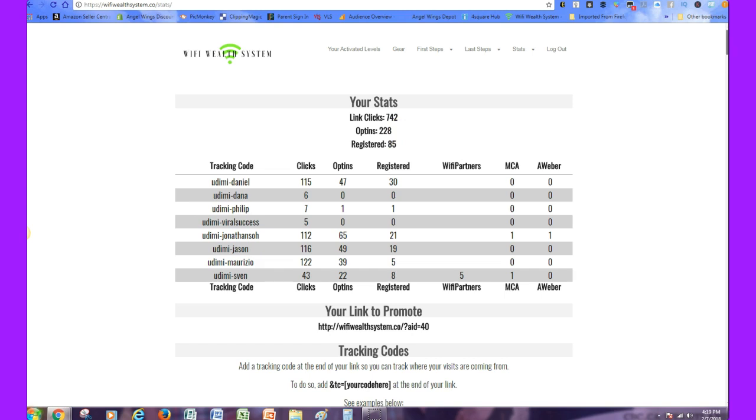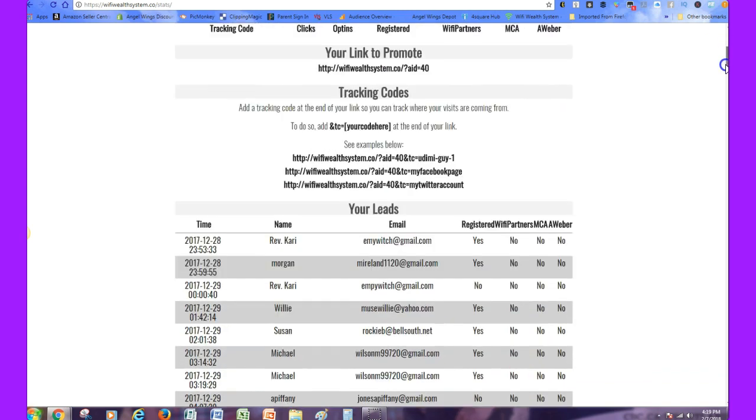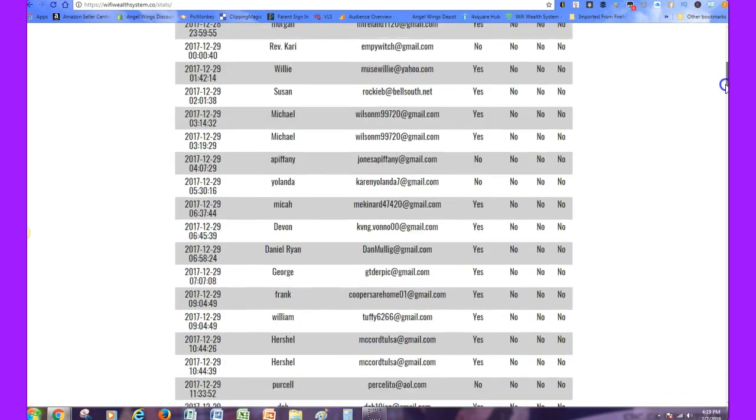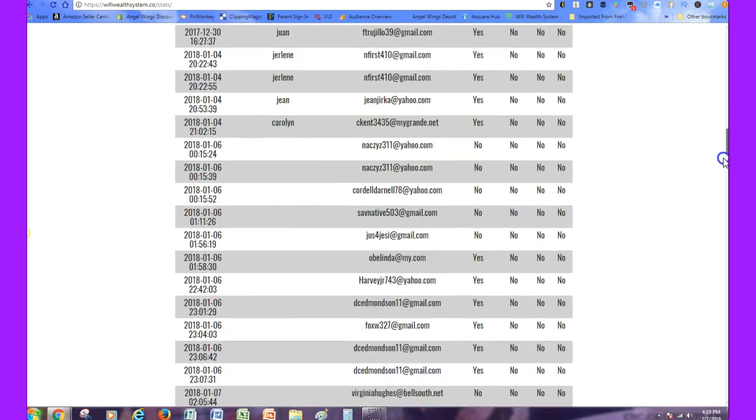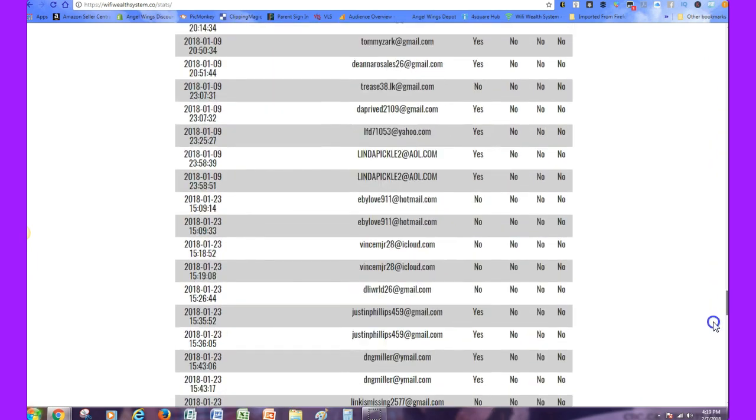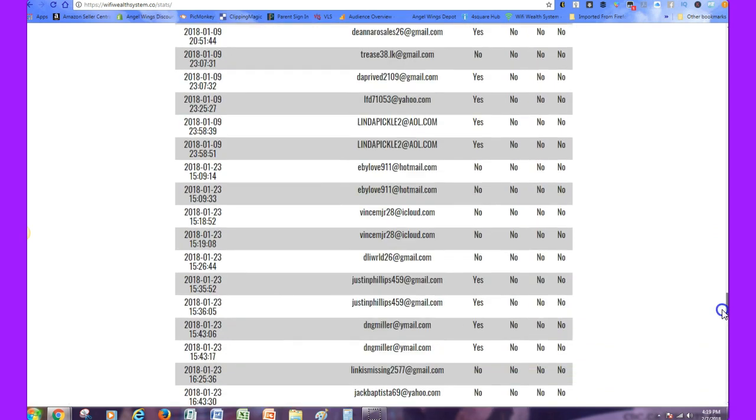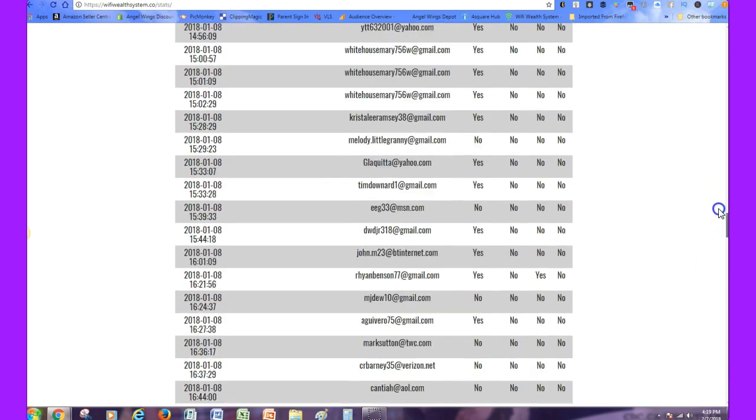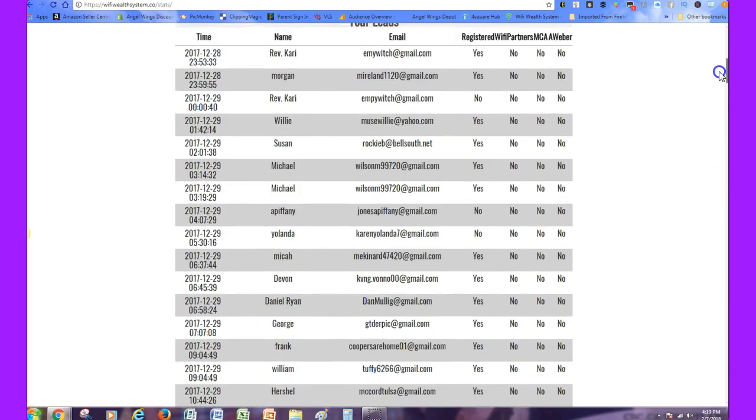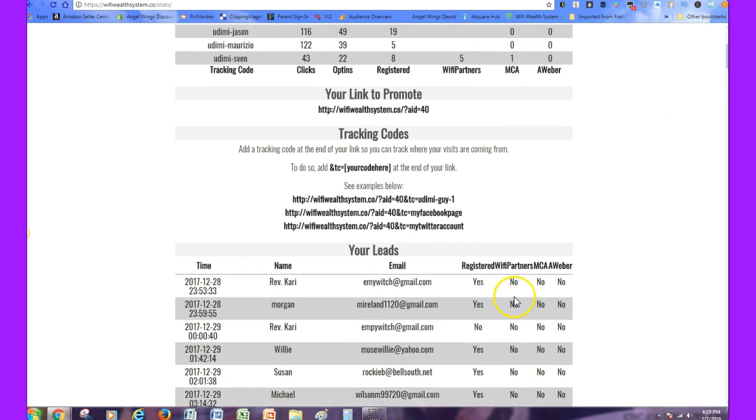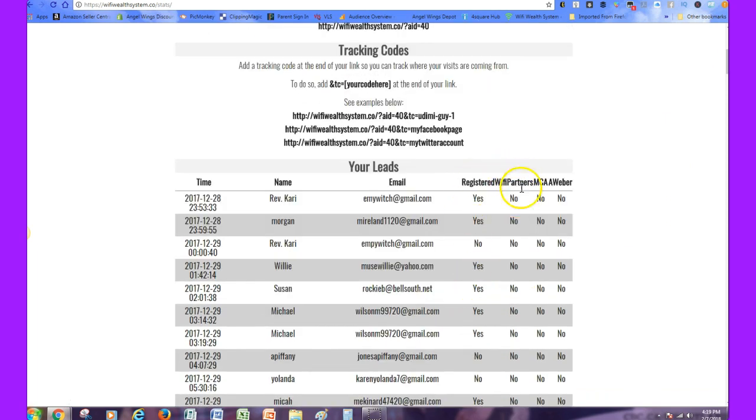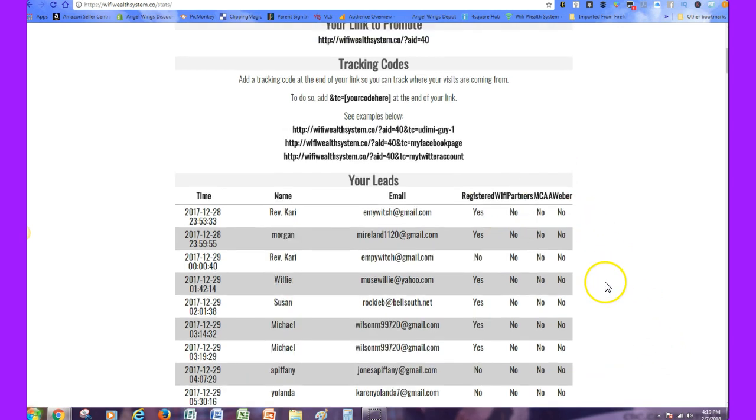Now, I'm going to scroll to the bottom and show you that your leads stay with you. You can see down here at the bottom all the leads that I have gotten into this system so far. It also shows you whether or not they have registered for the Wi-Fi wealth system or registered for the Wi-Fi partners and MCA and Aweber. Remember, these are all different streams of income that we get through the Wi-Fi wealth system.